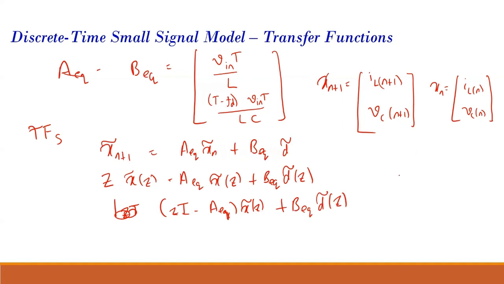Suppose I want to find the output voltage. V output of n plus 1 is related to my x of n plus 1 by this form, C into x of n plus 1. This is from control systems. This is the output matrix. So V output of n plus 1 is equal to C x of n plus 1.